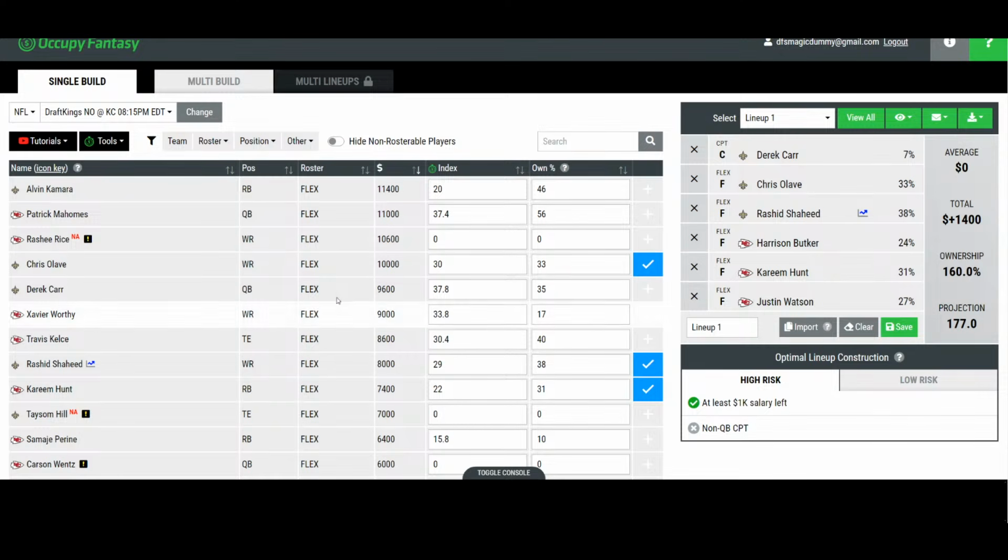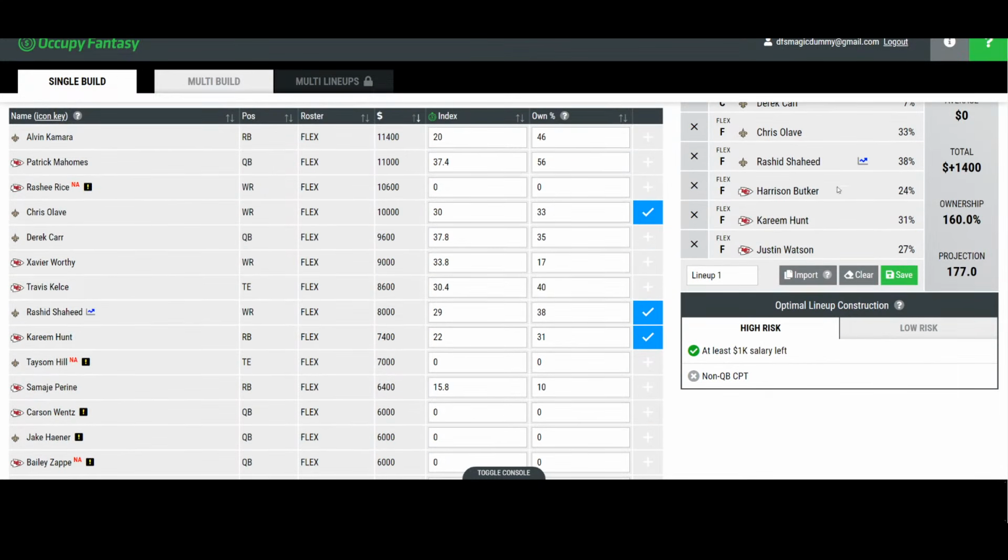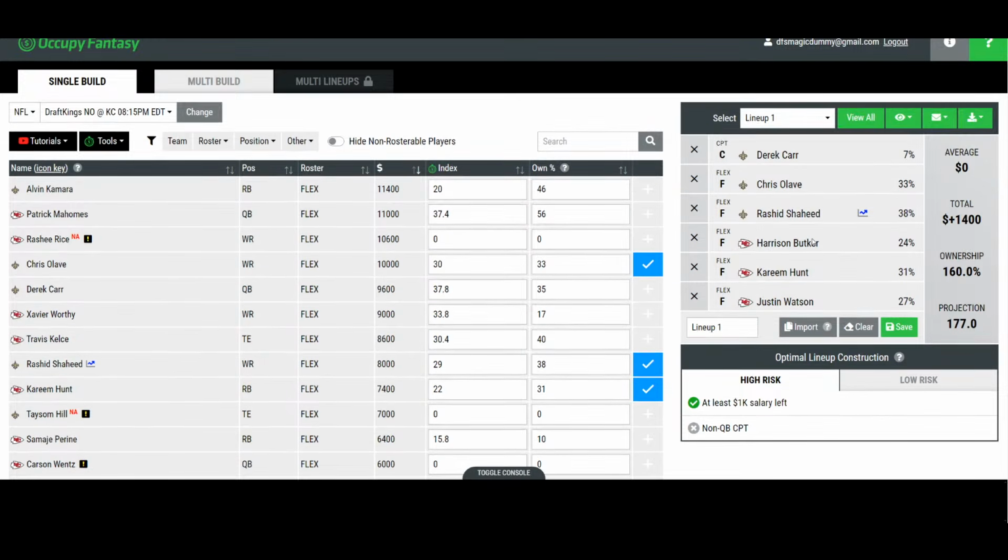So if Hunt is, let's see here. Kareem Hunt is $7,400. If we leave out 1,400, that means we can get up to 8,800. That means we're leaving out Travis Kelce. Do we think Hunt can outscore Kelce in this lineup? In this particular build, yes. So I wouldn't be that concerned about it. So it's not a bad idea to start building this way.